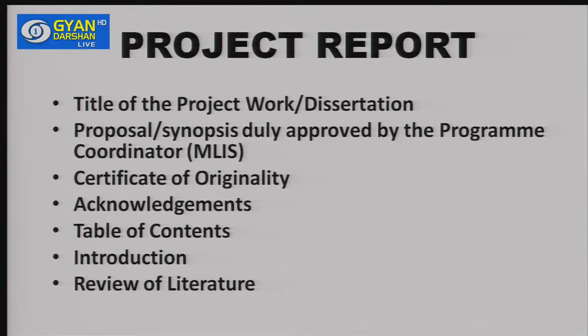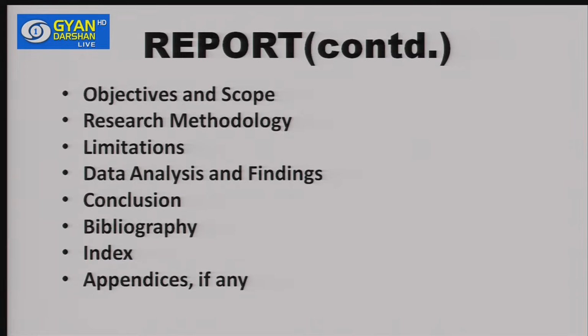And what should be the structure of a report? Starting with the title of the project work, attach the synopsis that has been approved by the faculty, attach a certificate of originality. You may like to attach acknowledgements, then table of contents, introduction, review of literature, objectives, scope, research methodology, limitation, data analysis and findings, conclusion, bibliography, index, appendices if any. It is a broad structure. You may rename your chapters as per your study and then submit this to the university.